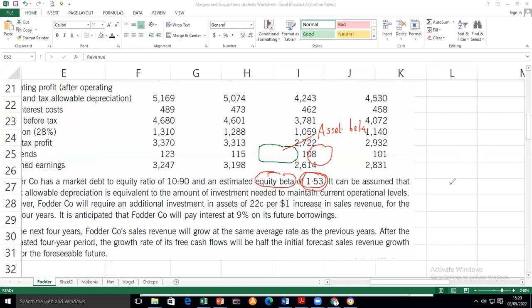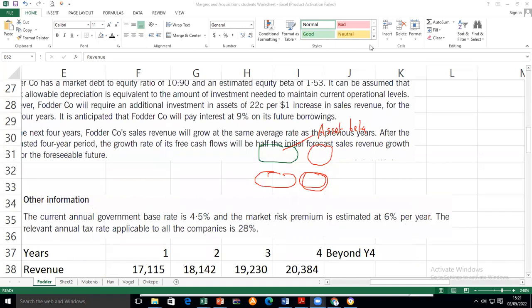So now let's answer the question. How do you move from an equity beta to asset beta? The simple answer, of course, is that we use a formula. How does the formula go? The formula which is given in your exam is your asset beta equals the equity beta, then you multiply by your value of equity over the value of equity plus the value of debt, 1 minus T.